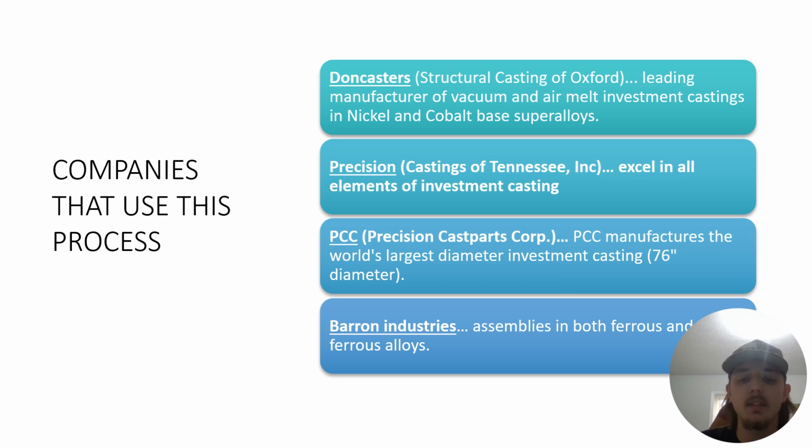PCC, which is Precision Cast Parts Corporation, they are the world's largest diameter investment casting. They do a lot of big products. And then Barron Industries. They assemble in both ferrous and non-ferrous alloys, which basically just means they use iron parts and parts not containing iron.